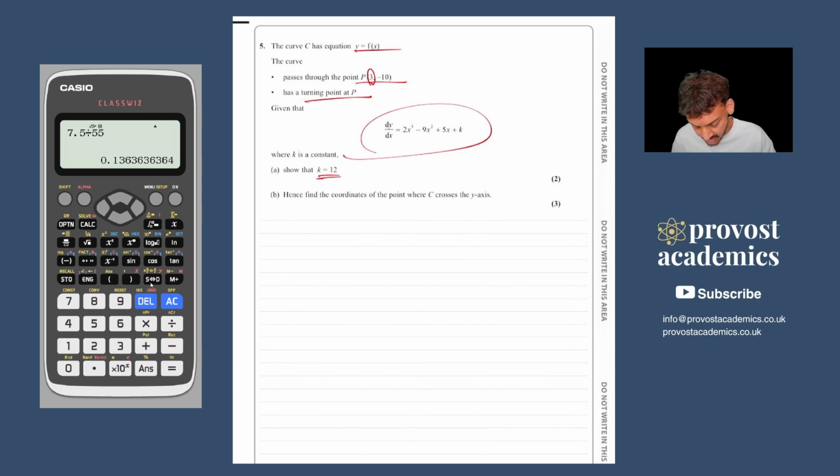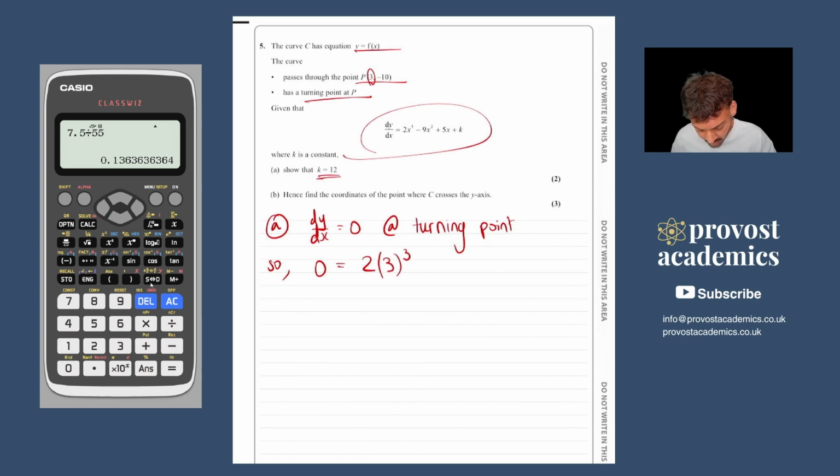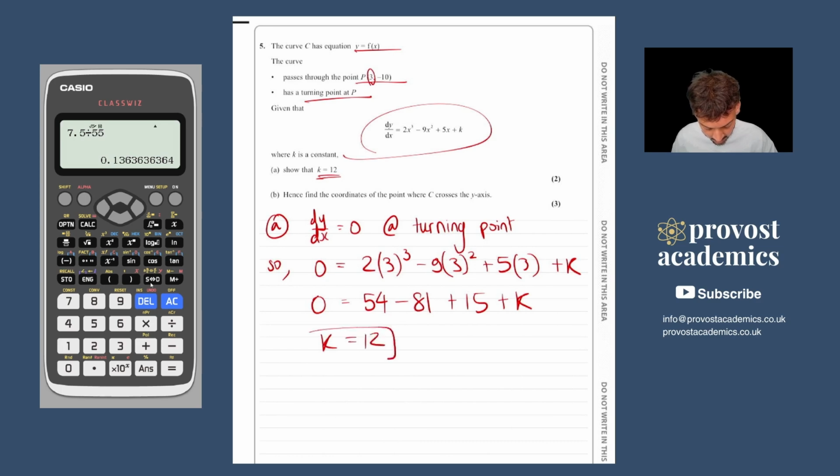In this case they want you to show that it's 12, so you can say that dy/dx is equal to 0 at the turning point. So 0 equals 2 times 3 cubed minus 9 times 3 squared plus 5 times 3 plus k. Then we get 2 times 27, so that's 54. 9 times 9, that's 81, plus 15 plus k, and that's going to be equal to 12. It's a short question, so QED.